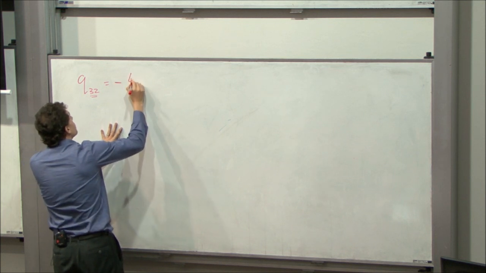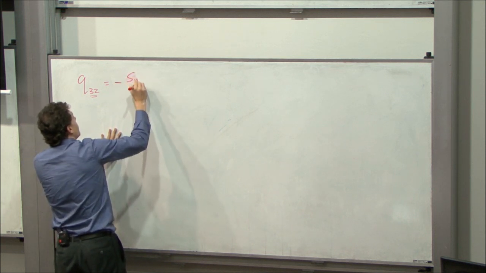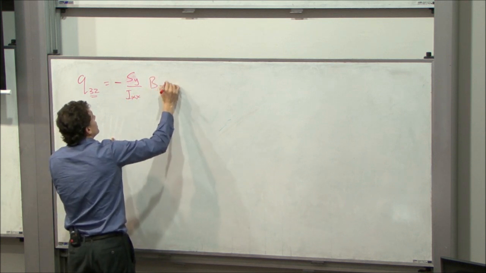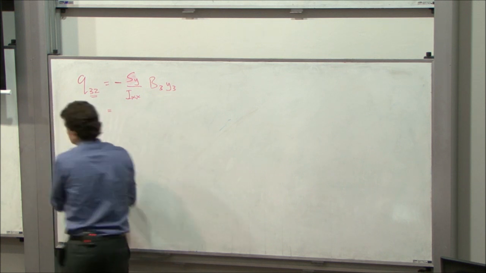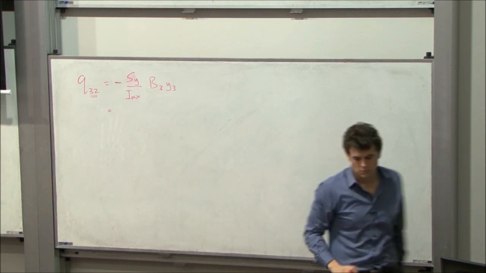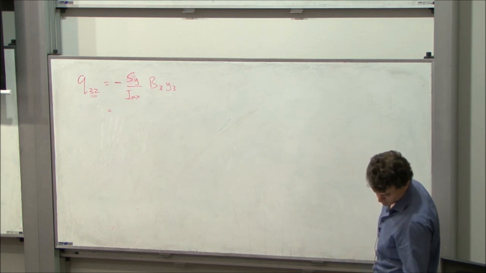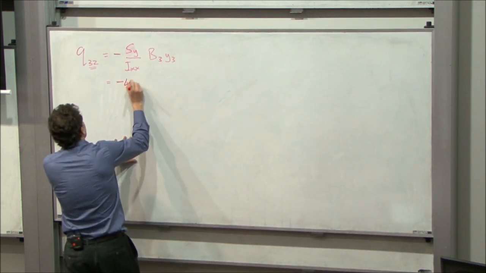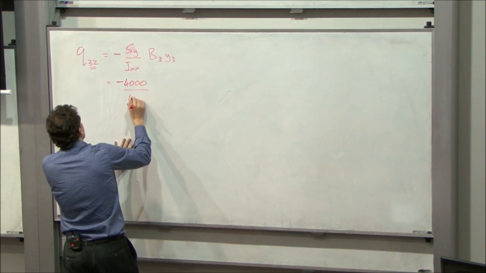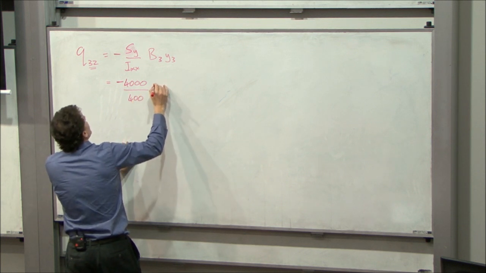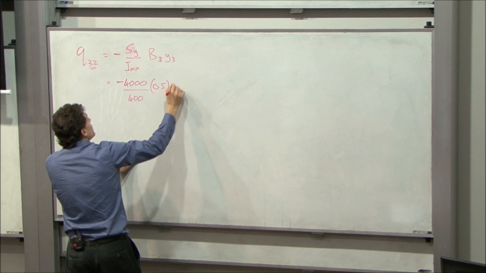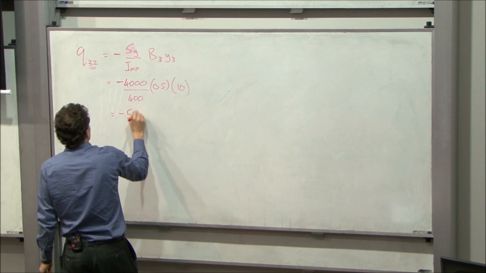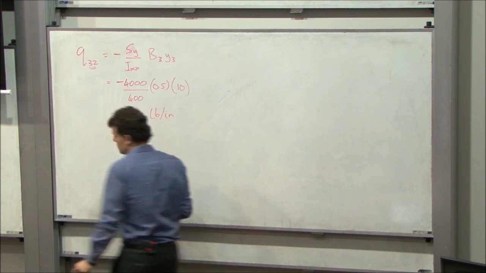q32 equals minus, I'll write out the proper symbols first, minus Sy on Ixx, B3 y3. Minus 4,000 on 400. B3 was 0.5 and y3 was 10. So we get minus 50 pounds per inch.